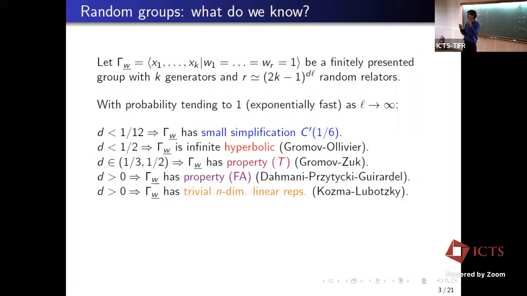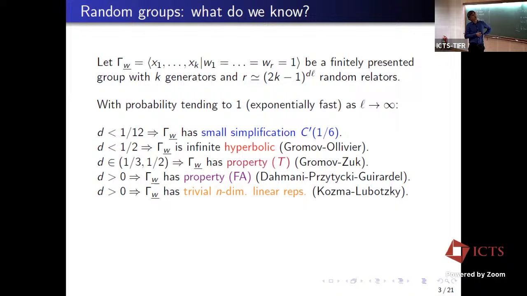The probability that it does not happen decays exponentially fast when L goes to infinity. And then when d is between 1/2 and 1/3, the group has property T. This is the theorem of Gromov, and again, the proof was written by Žuk. I mean, Gromov's proof is only sketched.